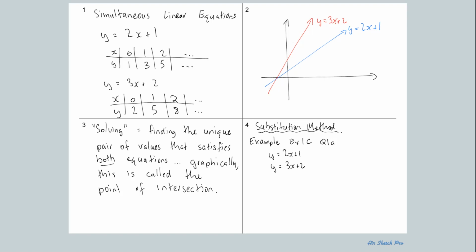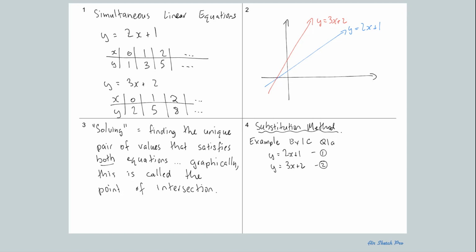So we're down on slide 4 now. So we've got y equals 2x plus 1 and y equals 3x plus 2. And we're going to use the substitution method. And the substitution method simply says that if I can express one variable in terms of the other variable, then I can utilize that in the second equation. So I'm going to label this one as equation 1, and I'll label this one as equation 2.